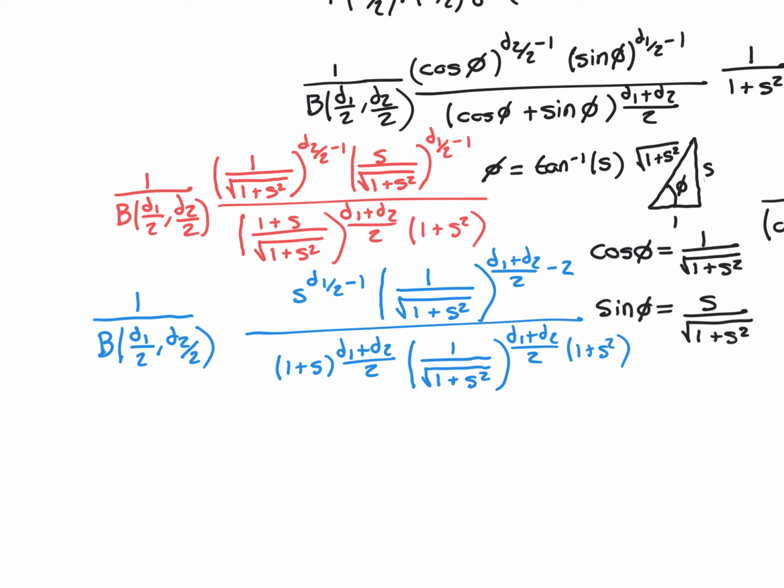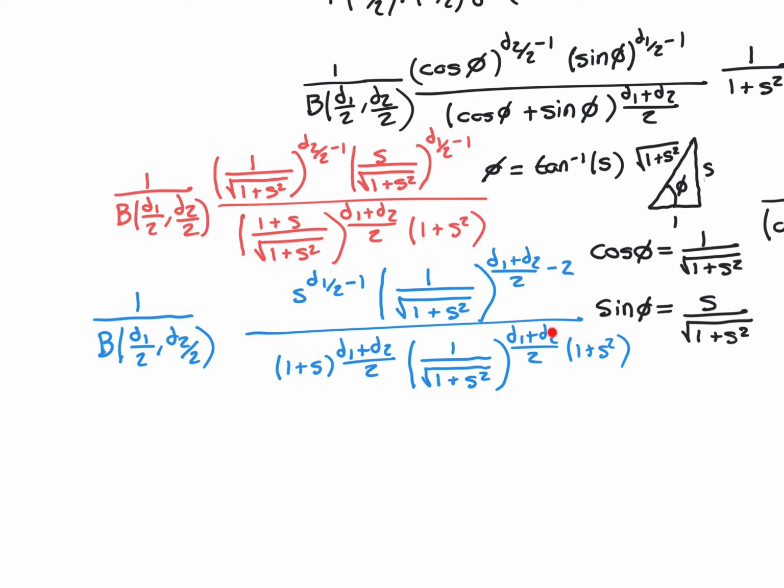So hopefully you don't mind me doing that. I've just manipulated this numerator. And now I'm going to manipulate the denominator again. So I'm going to split this bit into two separate bits again. So I've got 1 plus s to the power of d1 plus d2 over 2, which is here, times 1 over the square root of 1 plus s squared to the power of d1 plus d2 over 2. And I've still got the 1 times 1 plus s squared here.